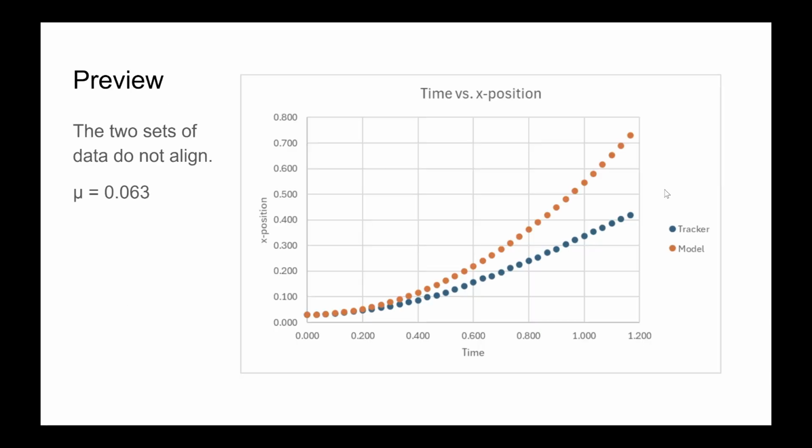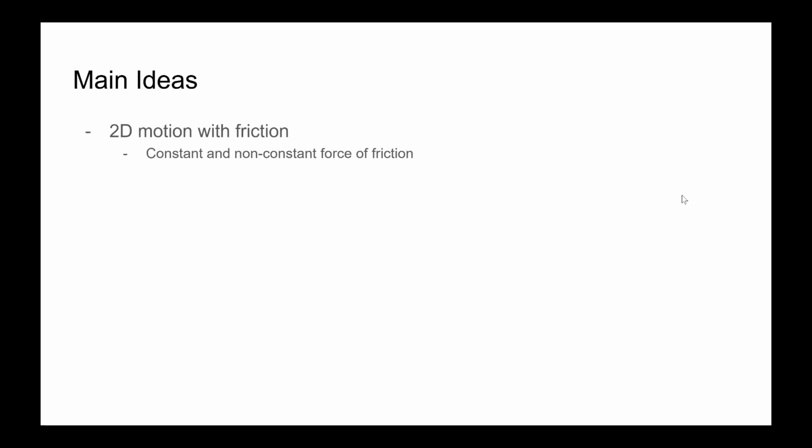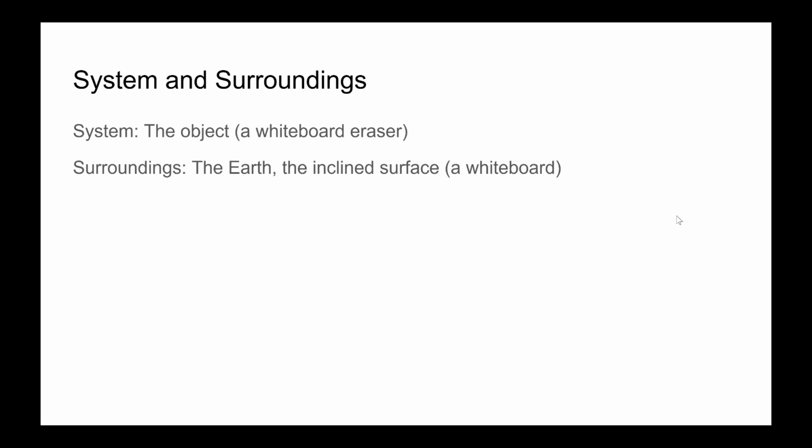Okay. So this is what the graph looks like of time versus x position. The two data sets don't end up aligning for tracker and model. Mu was found to be 0.063. So the main idea is this is 2D motion with friction, and we'll see later that there's a difference between constant and non-constant force of friction. The system is the object sliding down the incline, which is a whiteboard eraser, and the surroundings are the earth and the inclined surface, which was a whiteboard.